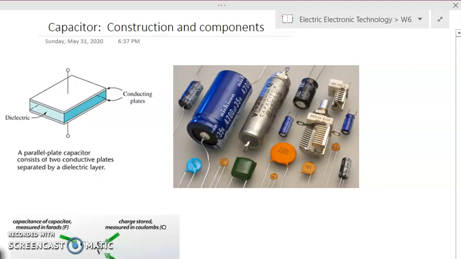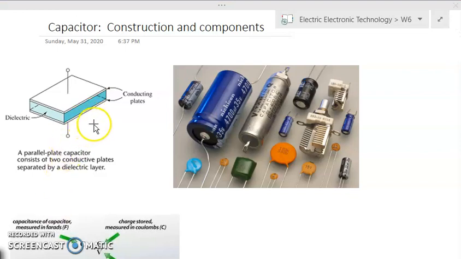So for week 6, we're going to tackle the chapter on capacitor and inductor. We'll start with the first part of the video on capacitor, and then we'll go into the topic of inductor. So let's begin with capacitor.